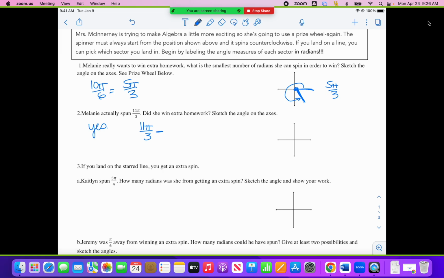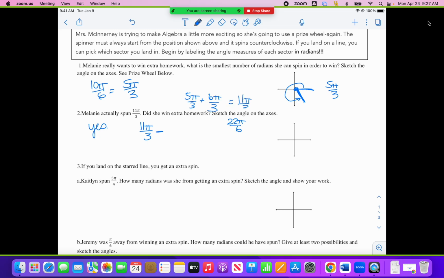Yeah, Jake? The way that I did it, I knew double that was 22 pi over 6. And then, I don't really. I lost it. All right, Mia? I had 5 pi over 3, and then since 360 was 2 pi, I added 6 pi over 3, and then it was 11 pi over 3.